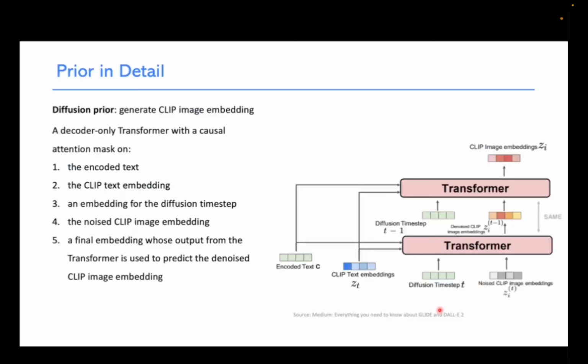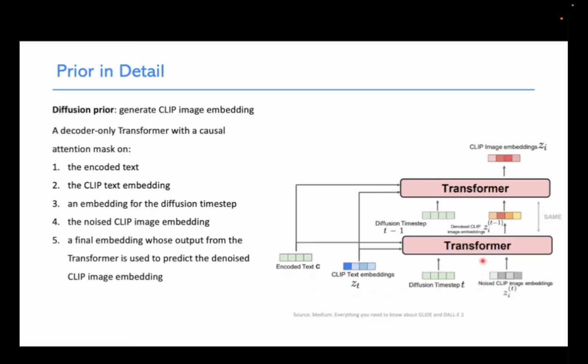So, the prior in detail. What is the diffusion prior? The goal of the diffusion prior is to generate the CLIP image embedding. It's a decoder-only transformer with a causal attention mask on the elements in order. The first one is the encoded text, which is the caption. And second is the CLIP text embedding that we get from the text encoder. And an embedding for the diffusion time step, and also the noised CLIP image embedding.